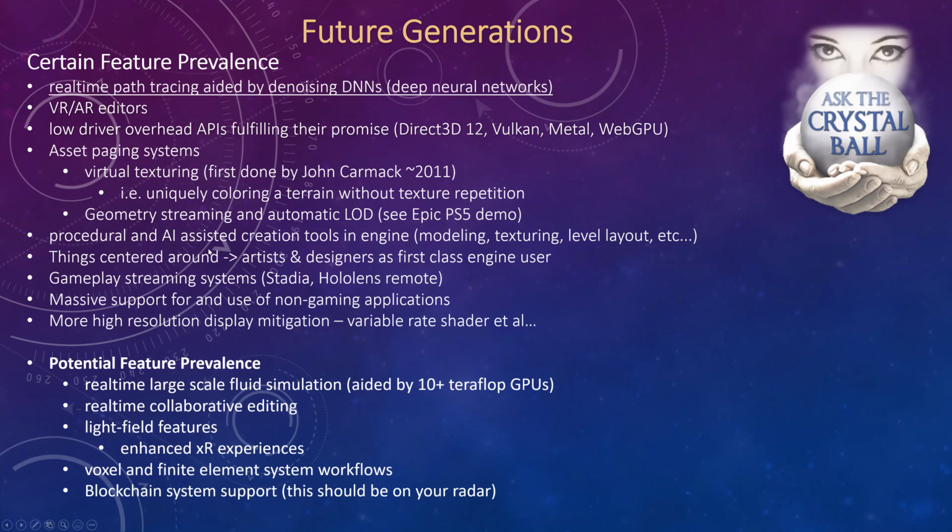So next we have procedural AI assisted creation tools. So yeah, procedural is one of the ways you can make things, but one of the things we haven't really talked about so much is using AI or neural networks to come in here and assist with that.